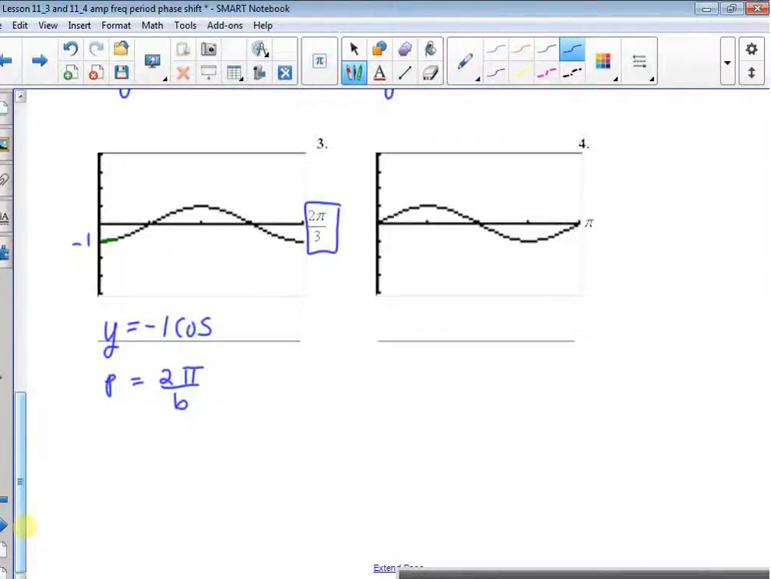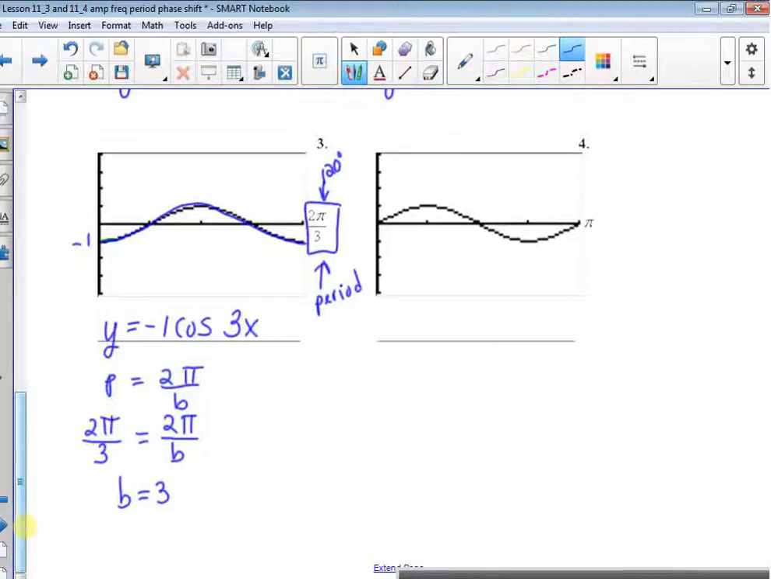Now, period means when you are seeing one complete curve finish. I am seeing one complete curve finish by 2 pi over 3. So this is the period, so I can substitute that in for p in my formula. So 2 pi over 3 equals 2 pi over b. And I think you can see then that b would be 3. So 2 pi over 3 is 120 degrees, by the way, if you convert that.